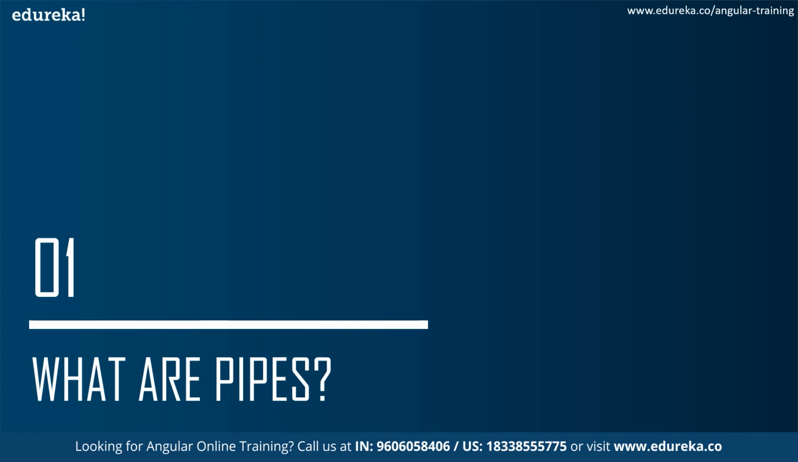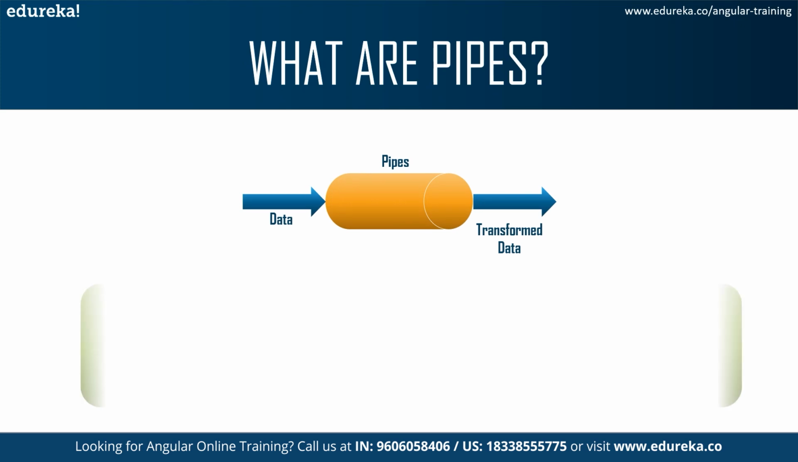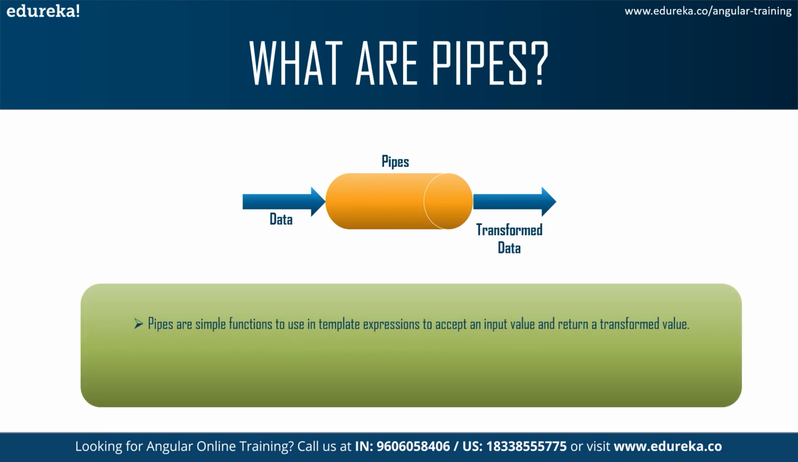What exactly are pipes? Now, briefly in my introduction, I've already mentioned that pipes actually pass on data from one part of the application to another. Speaking of Angular pipes, as you see in the picture, data is being passed into the pipe and it gives you a transformed data or a reformed data. To quote a definition, pipes are basically a simple function to use in template expressions to accept an input value and return a transformed value.